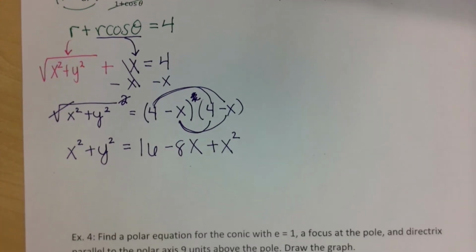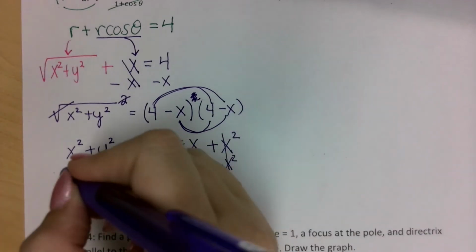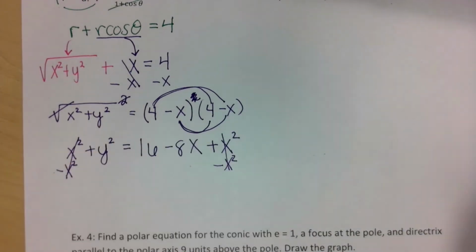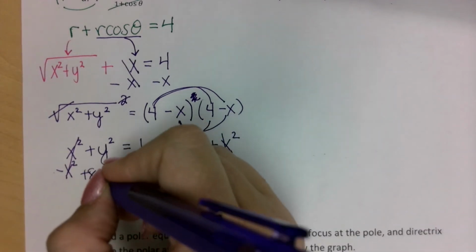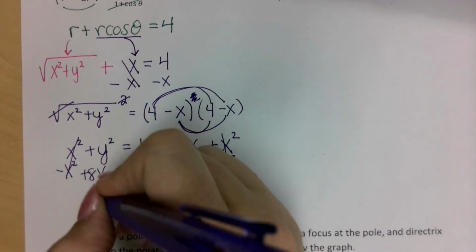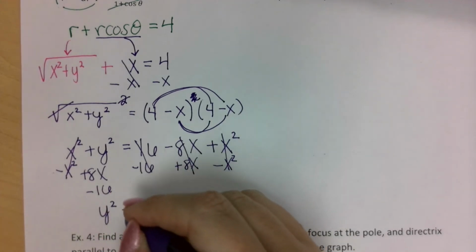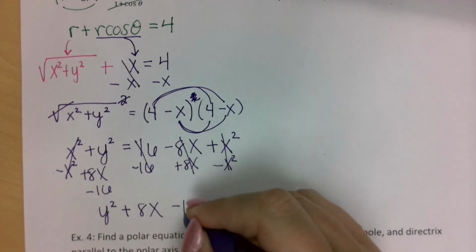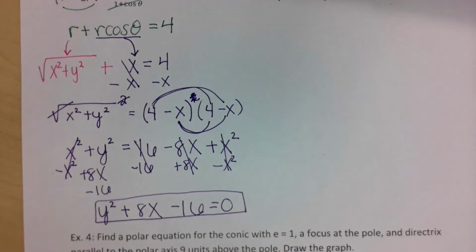Okay, now let's get everything to one side and have it equal to 0. So I'm going to subtract the x squared. Oh look, it cancels out. Add the 8x and subtract the 16. So I end up with y squared plus 8x minus 16 equals 0. This is how we're going to leave our answers. Once we get it equal to 0, we're done.